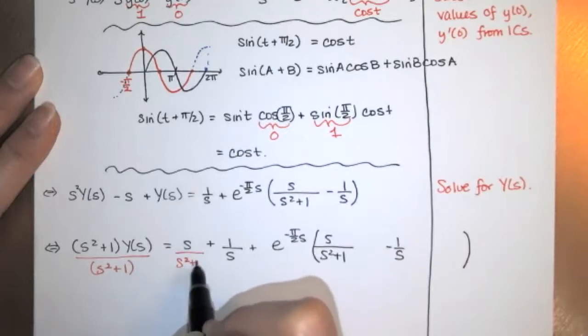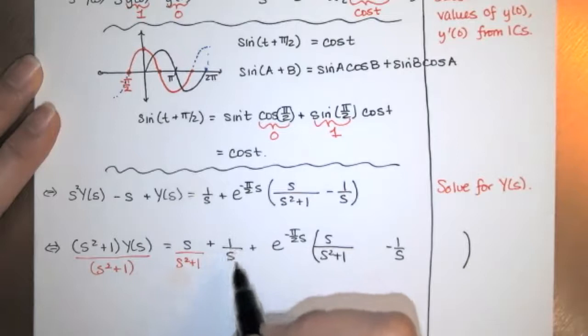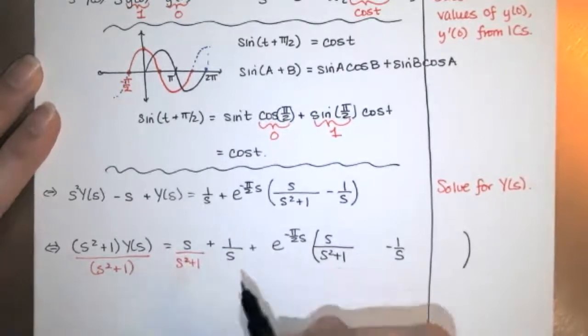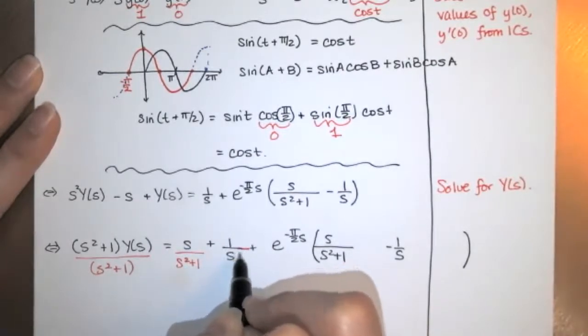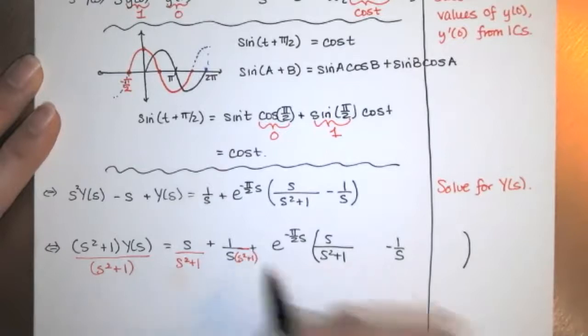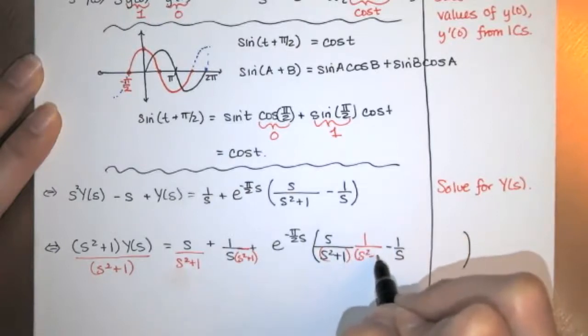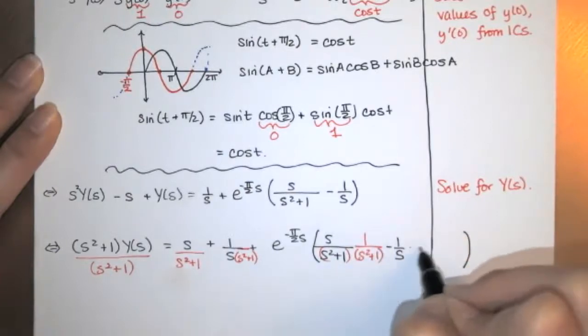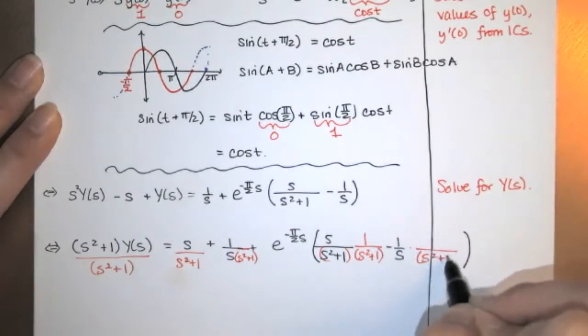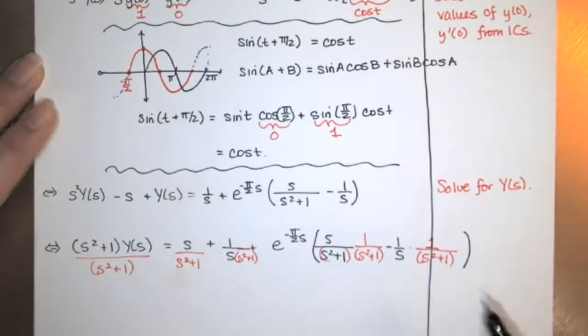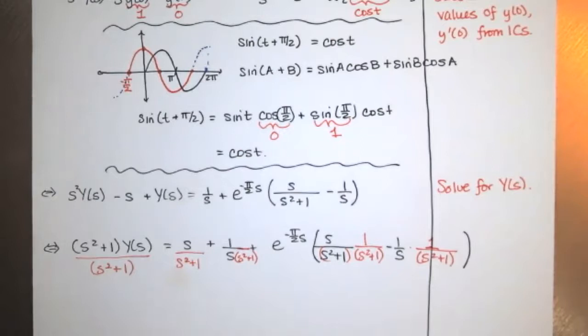So this s I'll divide by s squared plus 1. Now for this one, I could divide by s squared plus 1, but remember that's the same as multiplying by 1 over s squared plus 1, so it just gives us an s squared plus 1 in the denominator. Since this is already a fraction, I'll multiply it by 1 over s squared plus 1, and I'll do the same thing here. That's 1 over s squared plus 1.